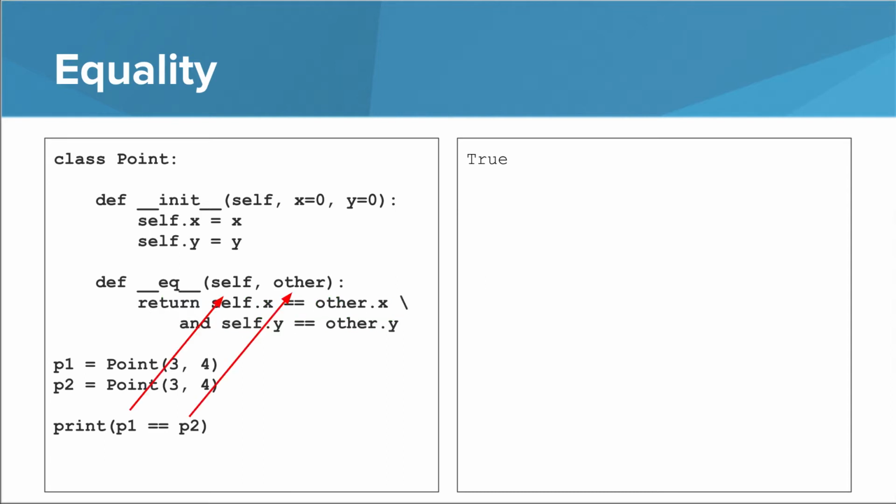And so here we see that the left operand becomes self and the right operand becomes other. So this is testing if p1 is itself equal to the other point that's passed in, p2. And if it is, it returns true. In this case, they are, so it returns true.